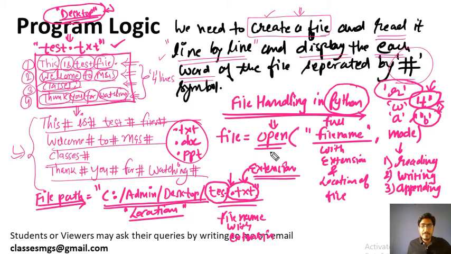So to open the file you need to remember the open method, and you pass the file name with full path like this, and then you pass the mode in which you want to open. Currently in this program we are going to open this file in read mode and in text mode, so we will pass R as an argument.